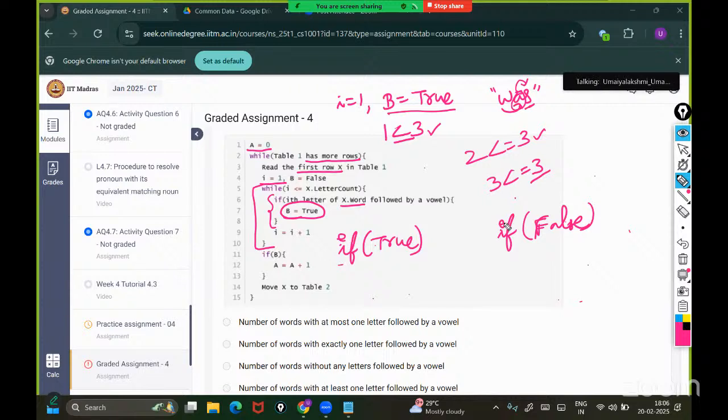So this is how we are checking it. Here, if B is true, what has to be done? A has to be incremented to 1. Now A is equal to 1. Okay, let's say the next letter I'm taking is D.